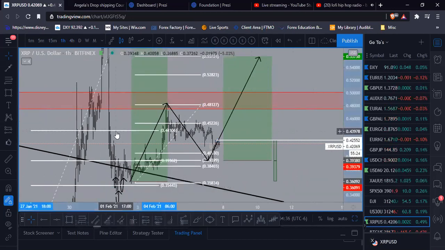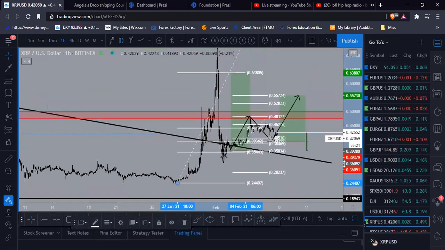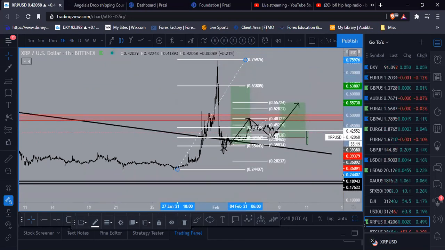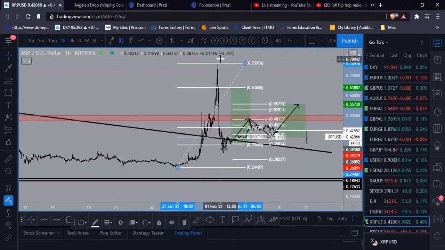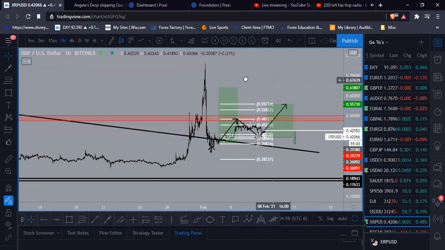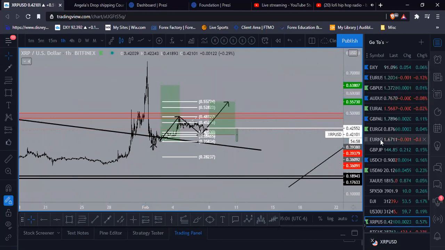Let me get rid of this fib. Wait, where's this fib from? Ah, that's right. So price pushed up all the way to 76 cents, dropped back down, came to 35 cents, which is the 78.6 fib, then pushed up, retest. Yeah, I like that. So let's see how this goes. Get rid of this right here.